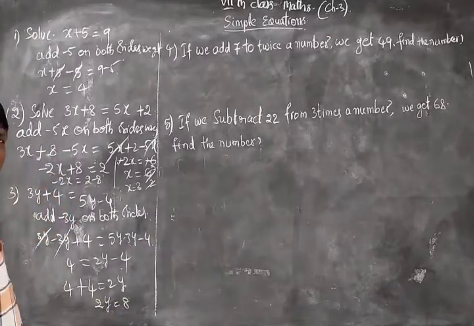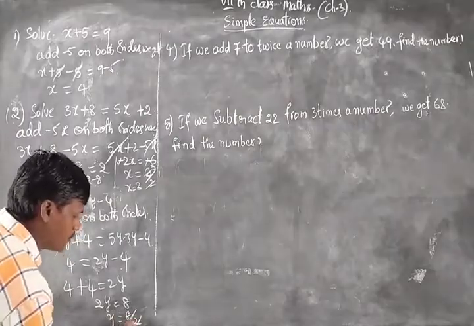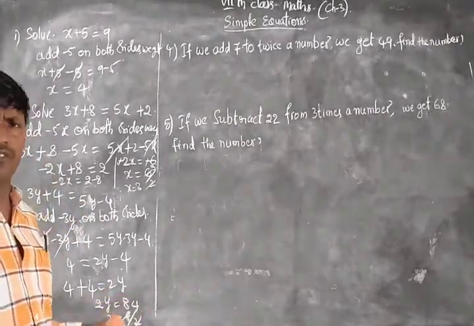We can take y as subject. Then how would you take that? y equal to 8 by 2. How many times? 4 times. We did get y equal to 4. Next.